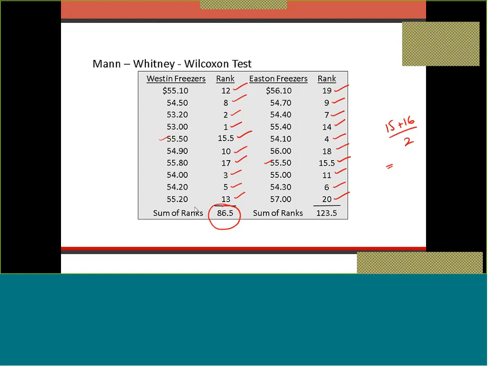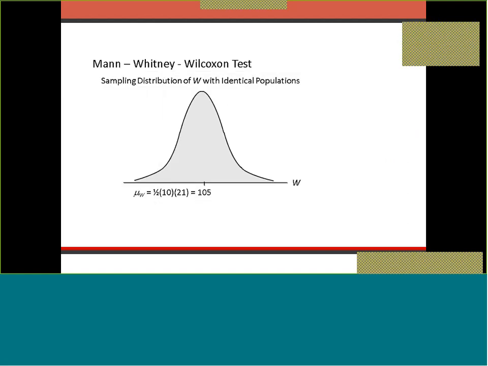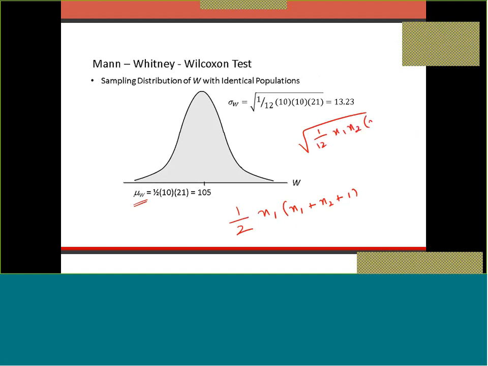So that is 86.5. Then you have to calculate the mean of W, that is UW. What is the formula? Half into N1 into N1 plus N2 plus 1. So N1 is 10, N1 plus N2 is 20 plus 10. And what is the standard deviation? Square root over 1 by 12 into N1 into N2 into N1 plus N2 plus 1.